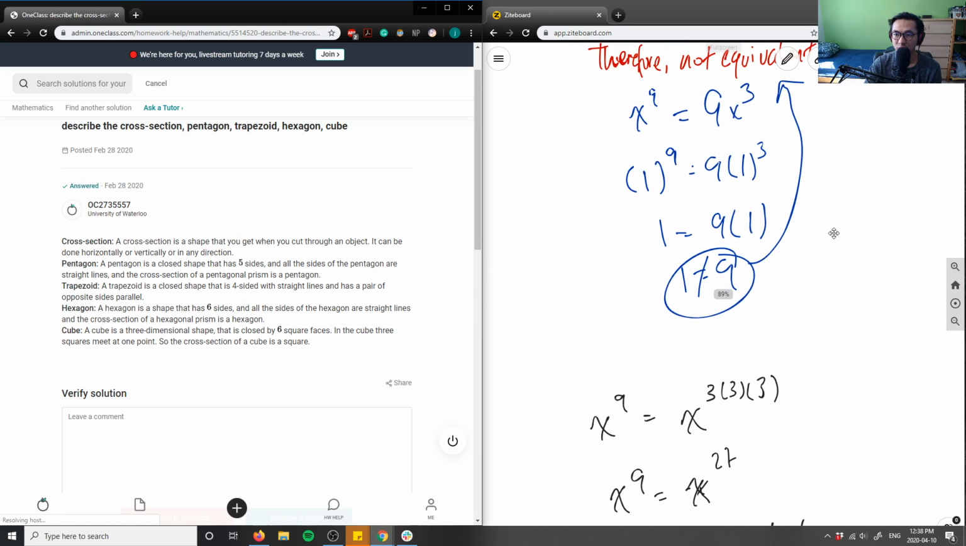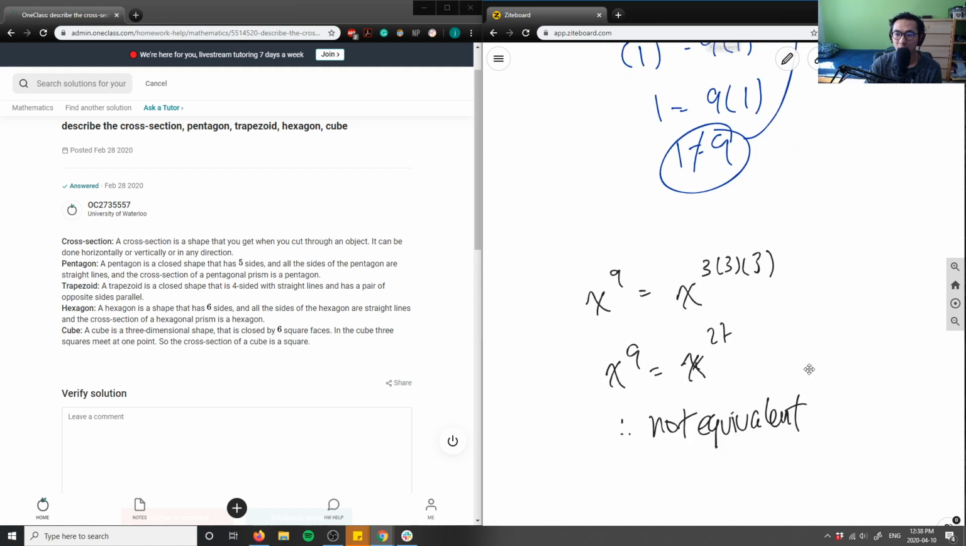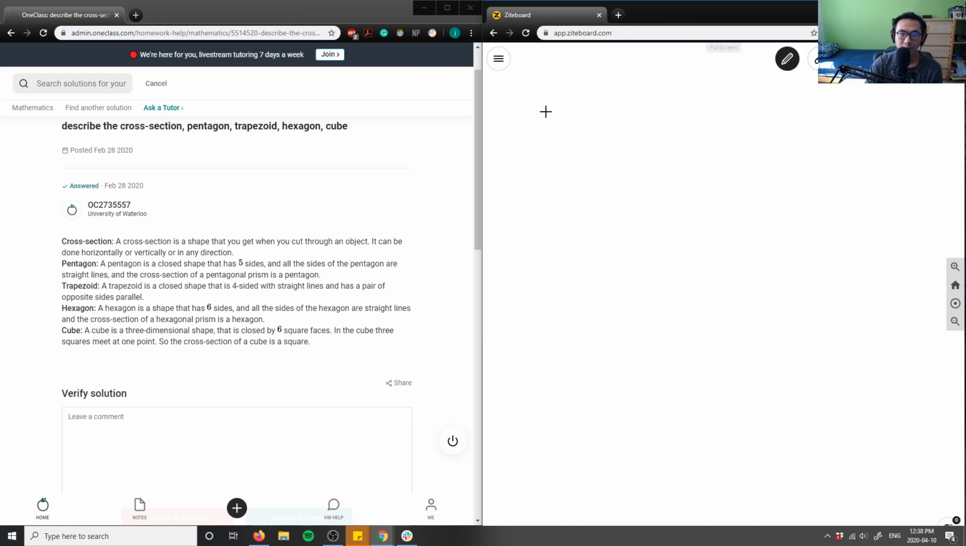Okay, so next question here, this is question 6 now, right? And I'm kind of on time here. It says, describe the cross-section, pentagon, trapezoid, hexagon, and cube. So this is a definition kind of question. So I'm not really going to write something down. I'm just going to look at the solution here and kind of define and try to figure out what the answer is.